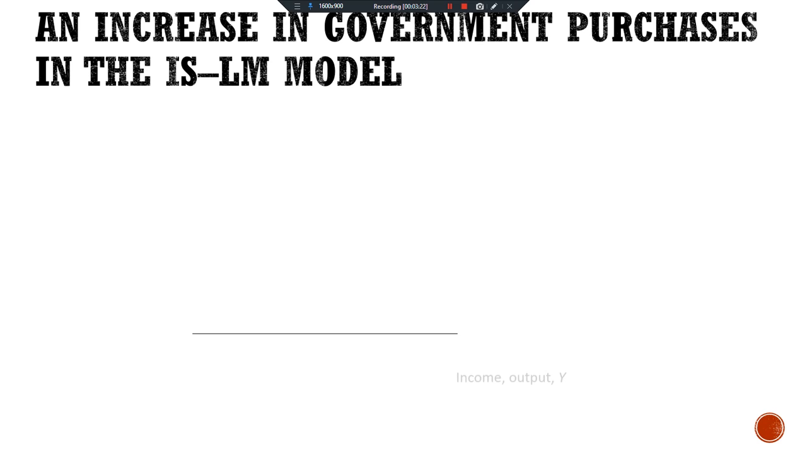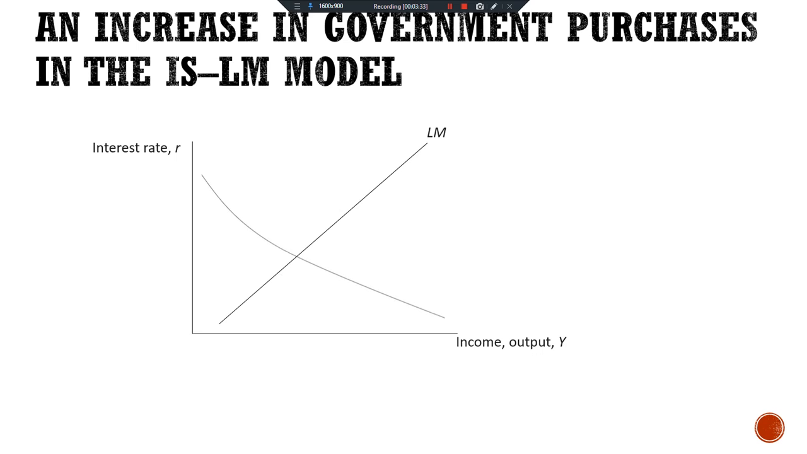We have income output Y on the x-axis, interest rate R on the y-axis, and we have the LM curve and the IS curve, a downward sloping IS curve and an upward sloping LM curve. We know that the intersection of the IS and LM curves decides the equilibrium income and the equilibrium interest rate of the economy. So here we have the intersection of the IS and LM curves at point A.